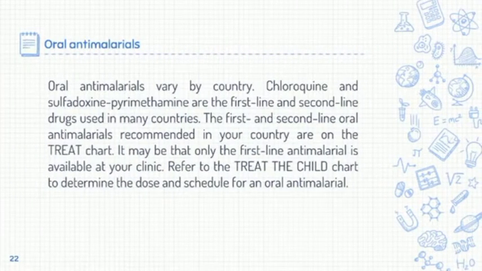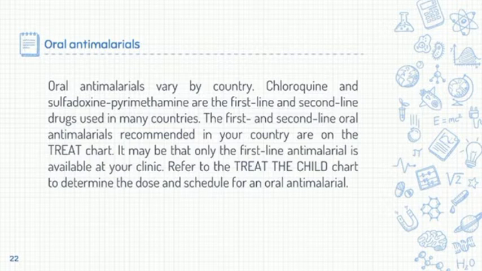Okay, so going to oral antimalarials. Oral antimalarials vary by country. Chloroquine and sulfadoxine pyrimethamine are the first line and second line drugs used in many countries. The first and second line oral antimalarials recommended in your country are on the treat chart. It may be that only the first line antimalarial is available at your clinic.